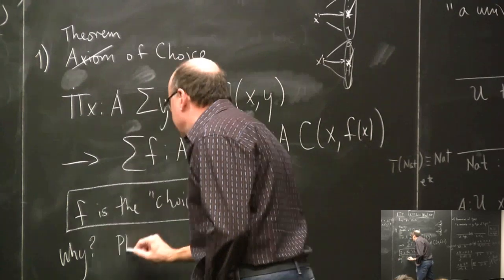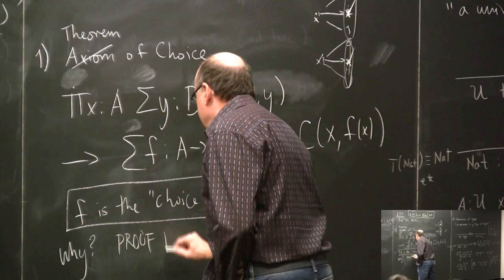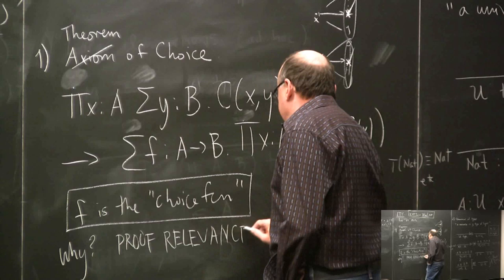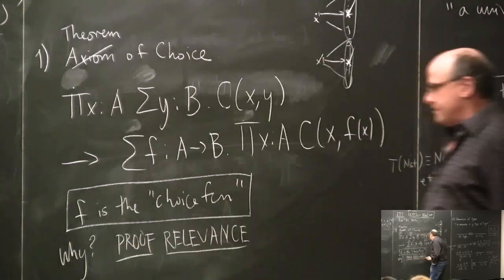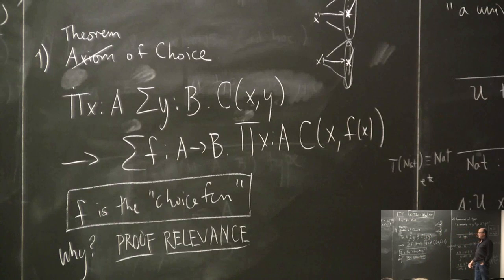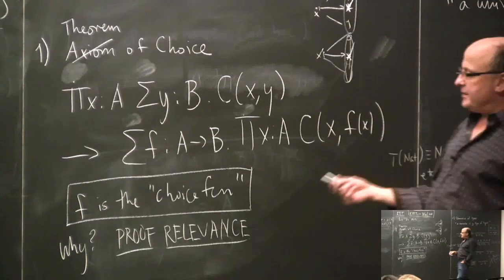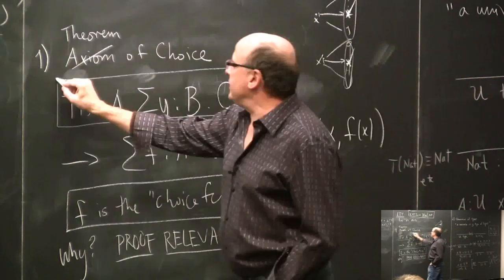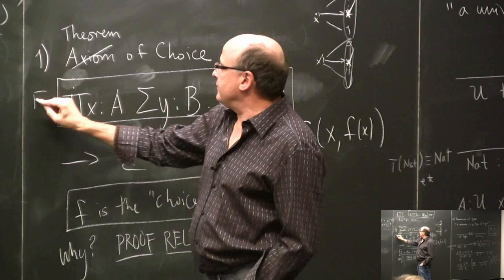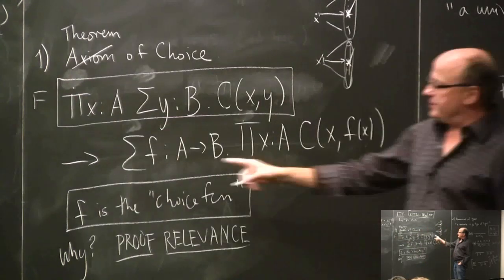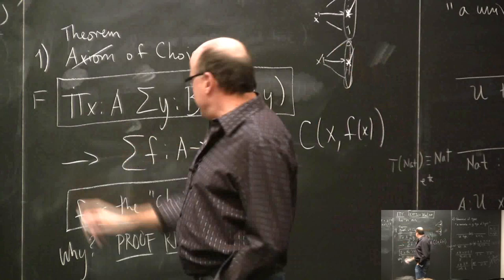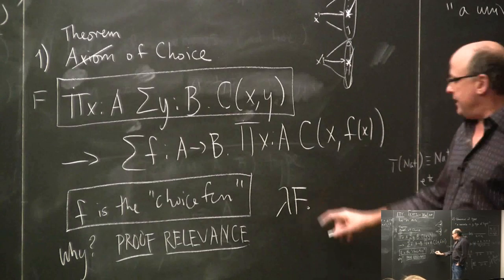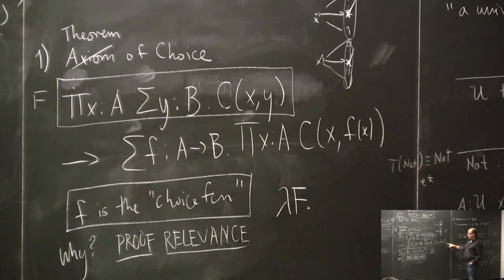The answer is because of proof relevance. Because it's a constructive theory. And amongst other properties of constructive theories, proofs are relevant. So the idea is, let me just do it informally rather than write down a full derivation. Give me one of these, let's call it capital F, because that's my hypothesis. The proof I want is going to say, give me one of those, capital F, I won't write down the type, and I'll give you one of these.